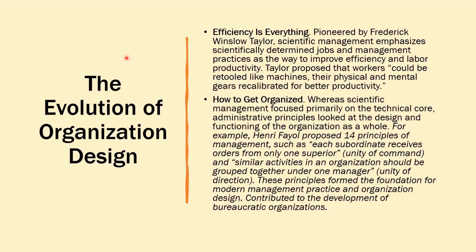Another one is how to get organized as we evolve over time. Whereas scientific management focused primarily on the technical core, administrative principles look at the design and functioning of the organization as a whole. So for example, Henri Fayol proposed 14 principles of management, such as each subordinate receives orders from only one supervisor. Similar activities in an organization should be grouped together under one manager.